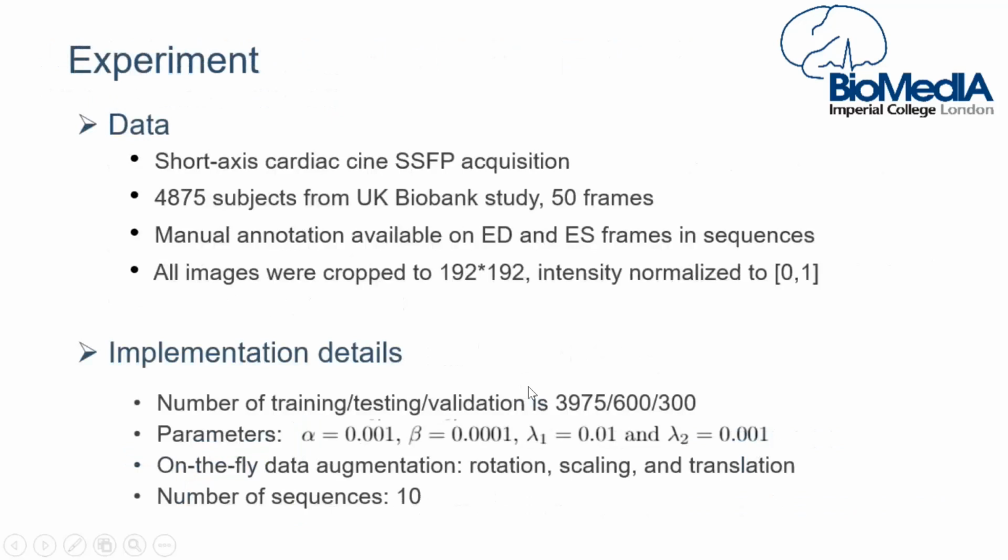Well, we performed experiments on the UK Biobank data, which consists of 4,875 short-axis cardiac cine MRI. Each scan consists of 50 frames, where manual annotations are only available on the ED and ES frames. So we split the data set into training, testing, and validation. Parameters were chosen based on the performance on the validation set. Additionally, we also have online data augmentation, including rotation, scaling, and translation. The number of sequences during training was set to 10 in this case.